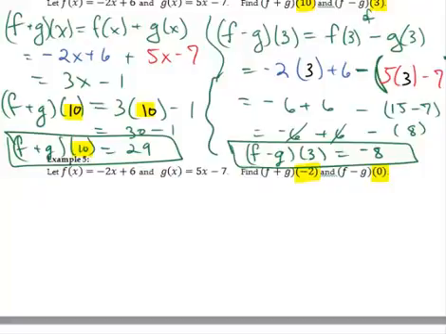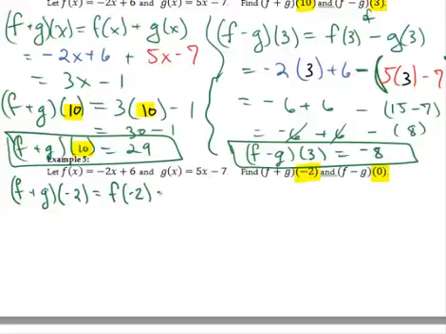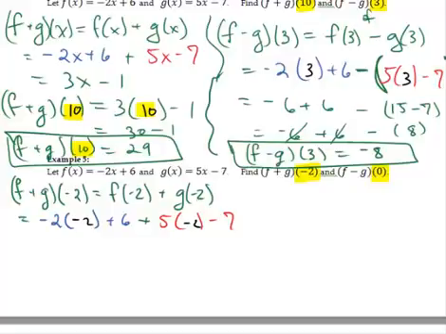Second example like this. F plus g of -2 is the same as f of -2 plus g of -2. -2 plus 6 and 5, and we're going to substitute in -2 and -2.